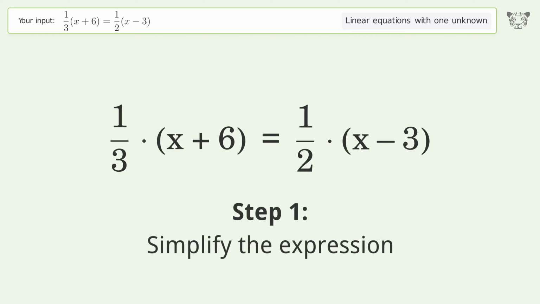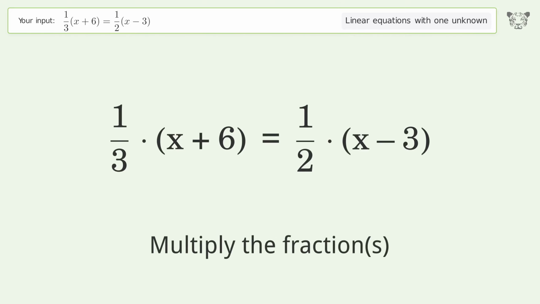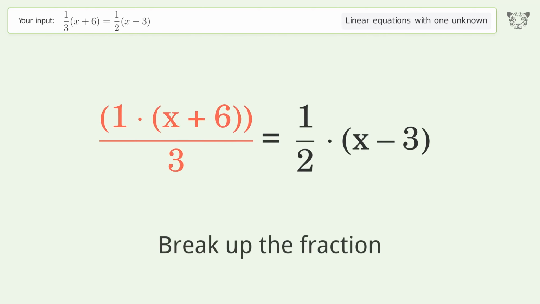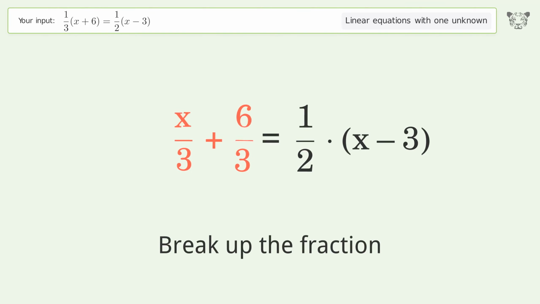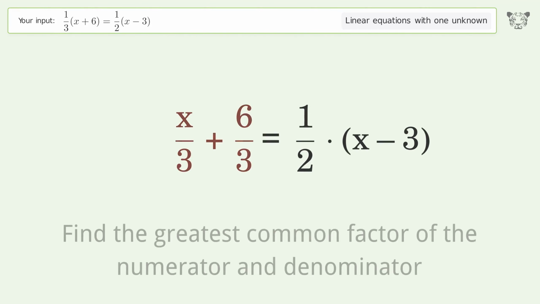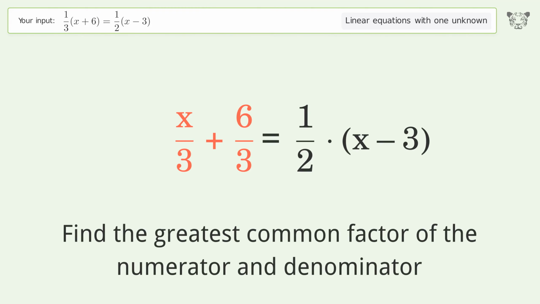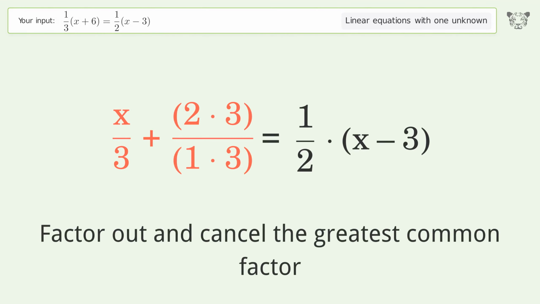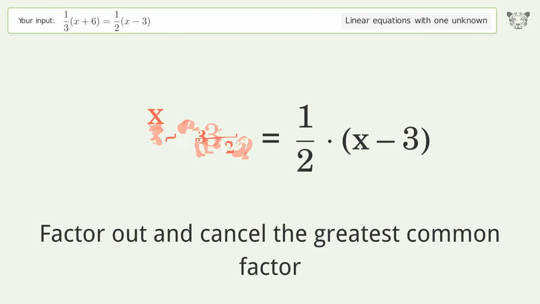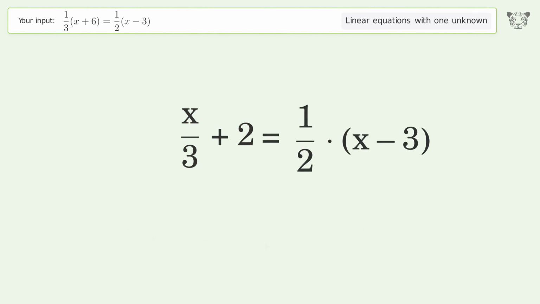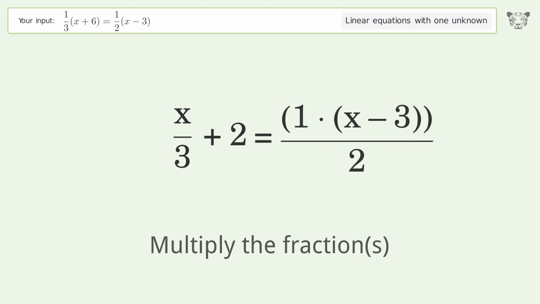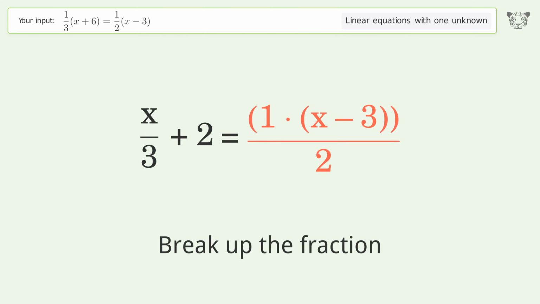Simplify the expression. Multiply the fractions. Break up the fraction. Find the greatest common factor of the numerator and denominator. Factor out and cancel the greatest common factor. Multiply the fractions. Break up the fraction.